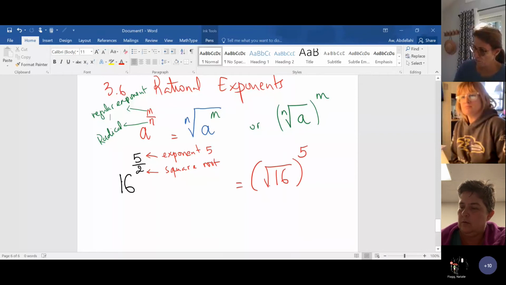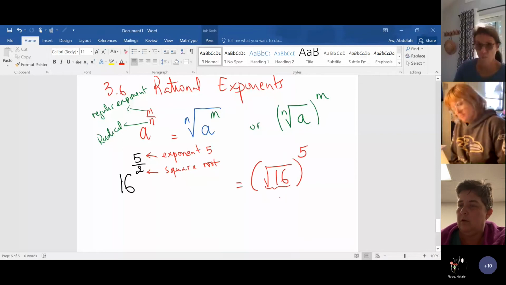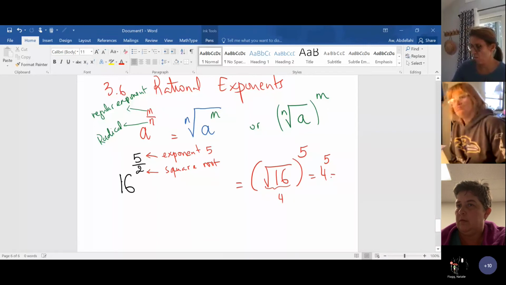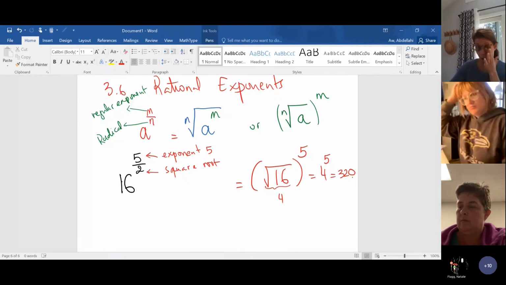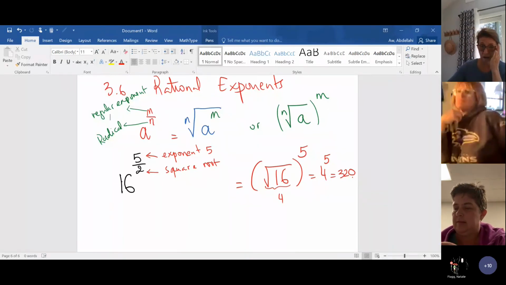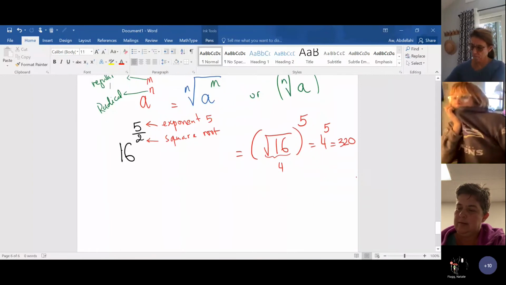So how much is the square root of 16? 4. And 4 to the 5th power is 64 times 4, which is 256. But you could do the vice versa, but I guess here the vice versa will be way harder, right?